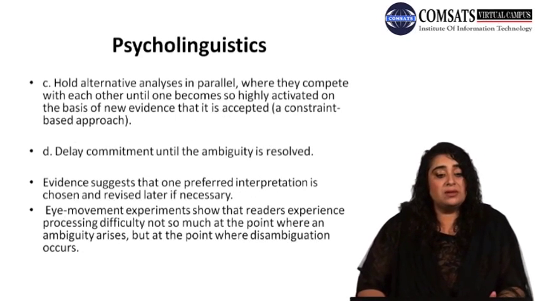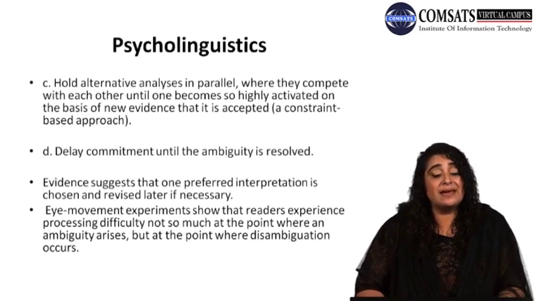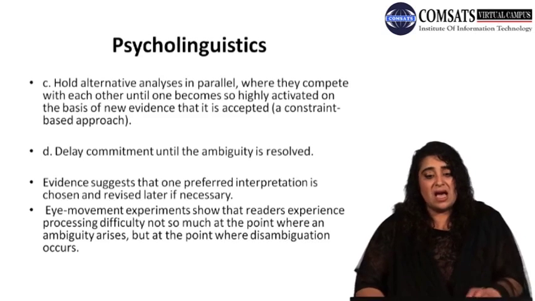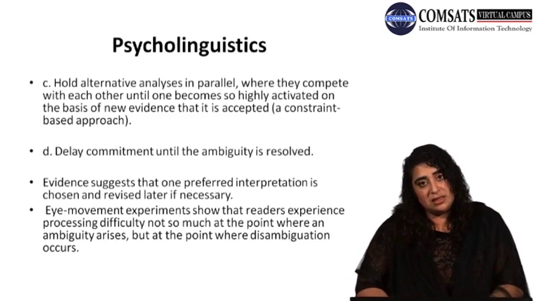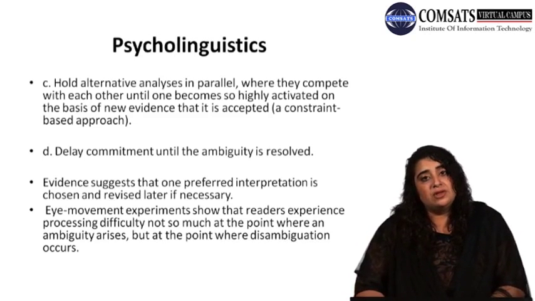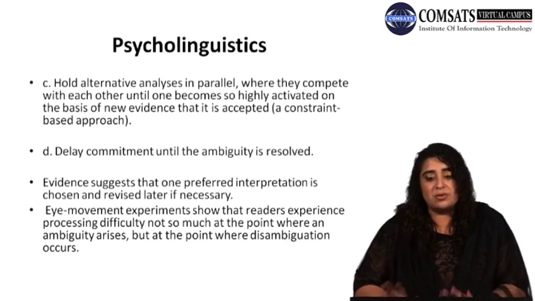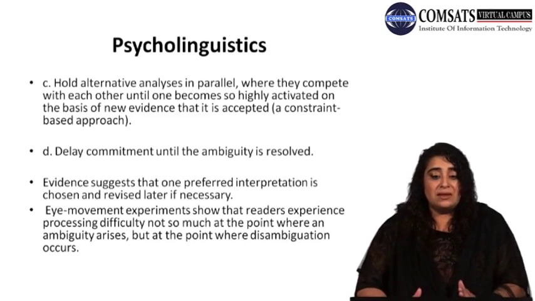So C, another alternative would be to hold alternative analyses in parallel, where they compete with each other until one becomes so highly activated on the basis of new evidence that it is accepted. It's a constraint-based approach. So I would stick with that instinct until I keep on reading the whole paragraph and can surely distinguish that no, we're not talking about an insect, we're talking about a spy gadget. So that would be a constraint-based approach.